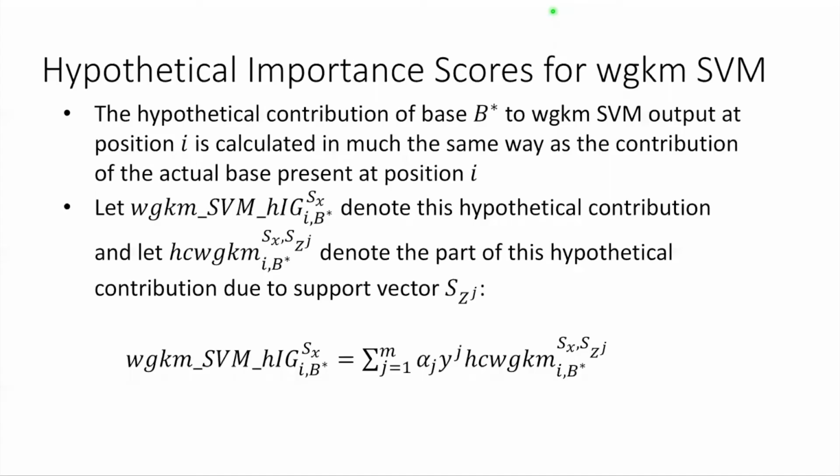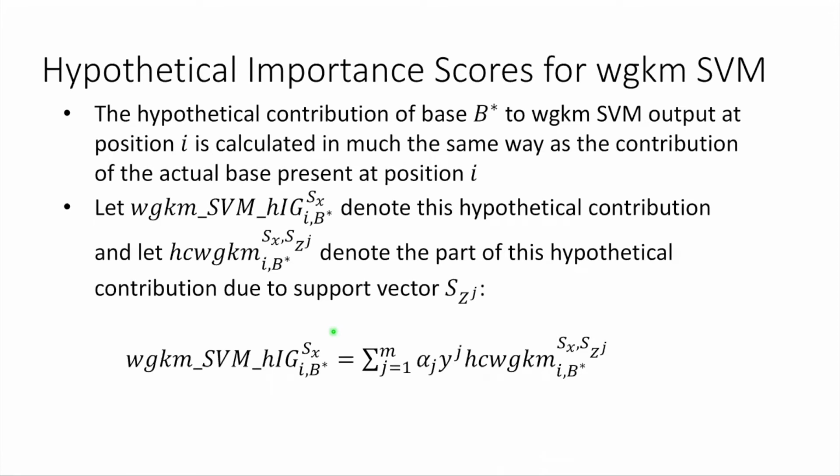In this slide, I'll cover hypothetical importance scores for weighted gapped kmer kernel SVMs. So the hypothetical importance score for any base at a position is calculated in much the same way as the contribution for the actual base that is present at that position. So let WGKM SVM HIG SX I, B star denote the hypothetical contribution that base B would have if present at position I in sequence SX to the SVM decision function.